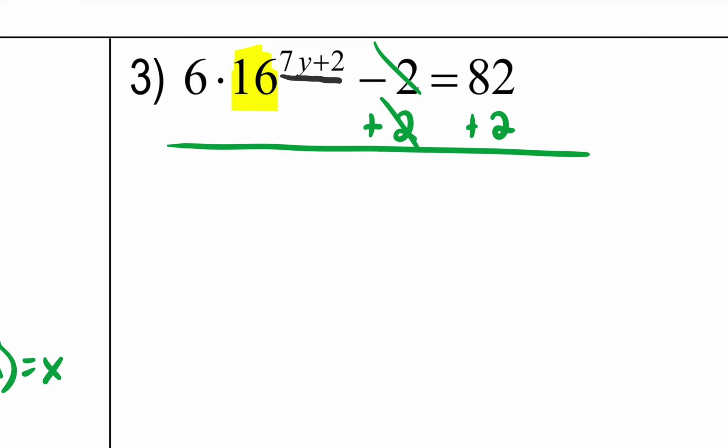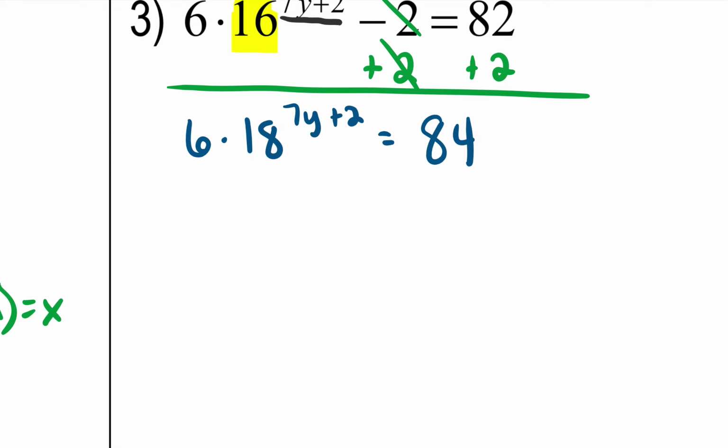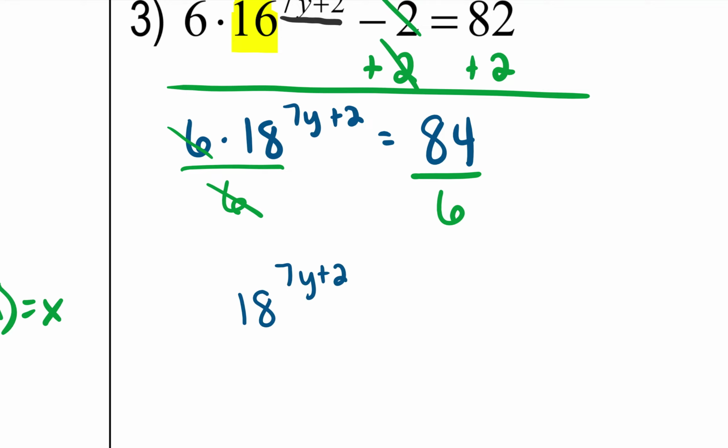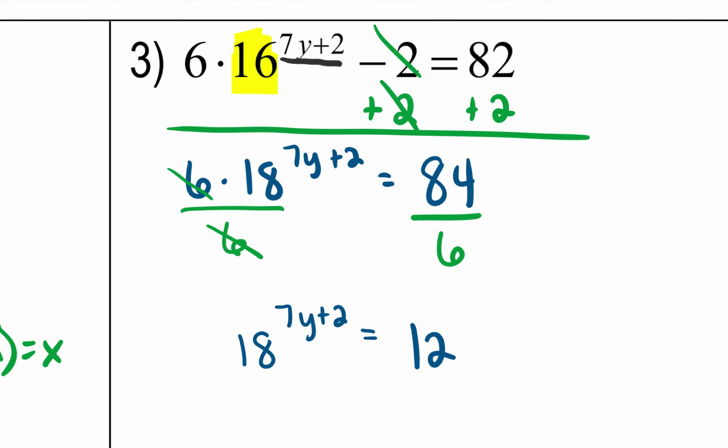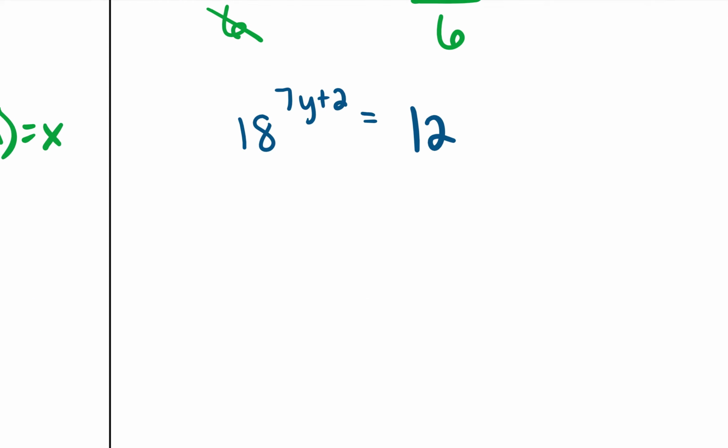So I move the 2. That gives me 6 times 18^(7y+2) equals 82 plus 2 is 84. Okay, I still need that 18 by itself, so I'm going to now divide by 6 because this is multiplying by 6, right? That gives me 18^(7y+2) equals 84 divided by 6 is 12. Okay, I have my base by itself.